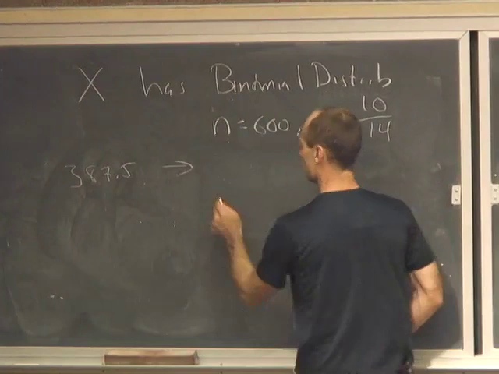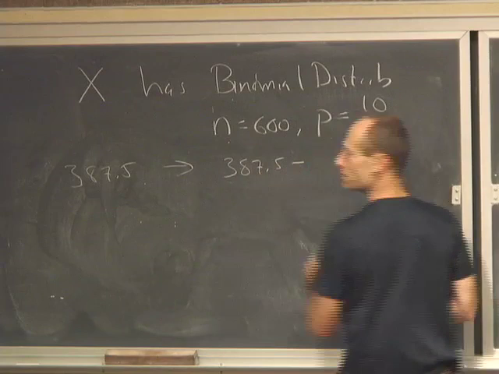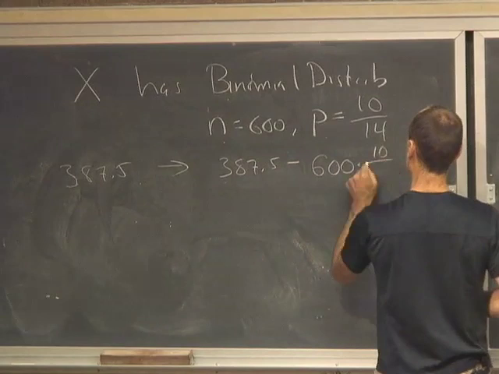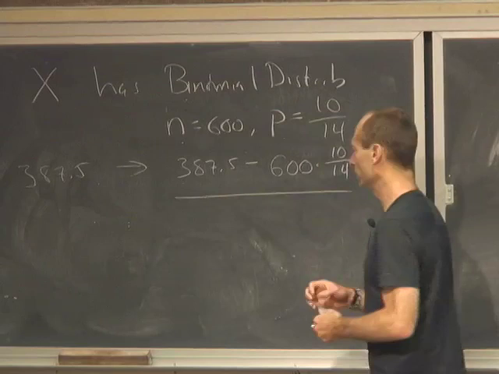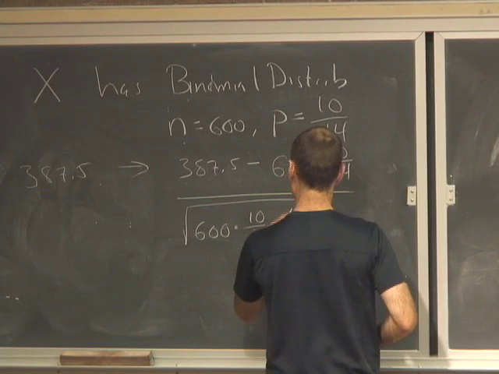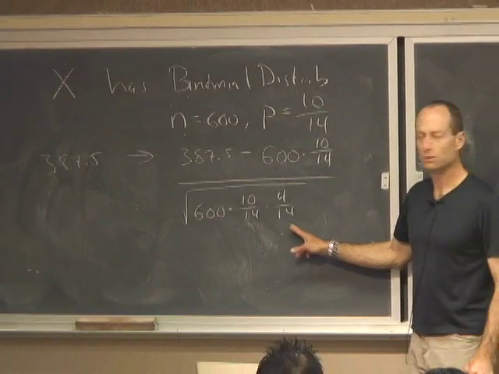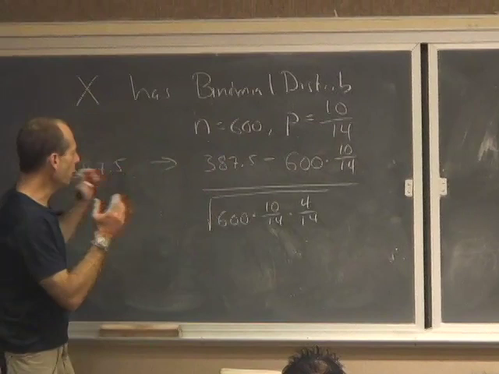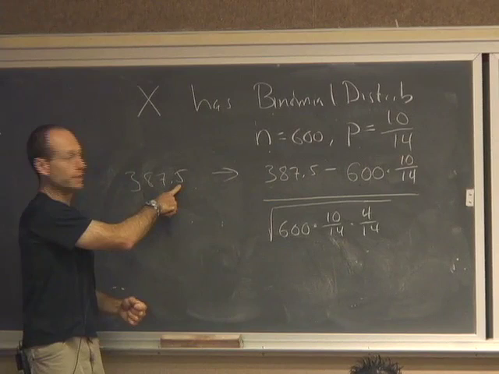we would take 387.5 minus the expected value, which is 600 times 10 fourteenths, right? n times p is the expected value. And what's the standard error of this random variable? The square root of n times p times 1 minus p. Okay? So this is now the lower endpoint of the range, adjusting for what's called the continuity correction, right? We're taking the whole bin that includes the outcome 388, so we're starting at 387.5.